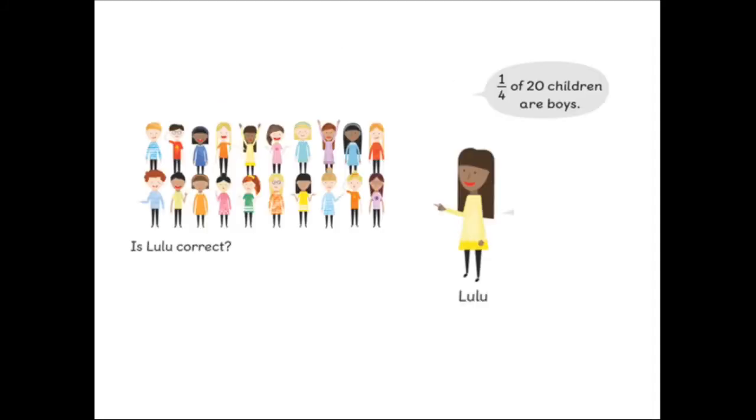Now I can look back at the picture and check to see how many boys there are. I'm going to mark them off. 1, 2, I'm going to keep looking, 3, 4, I can't see any more. I can only see 4 boys, so I think Lulu is incorrect.